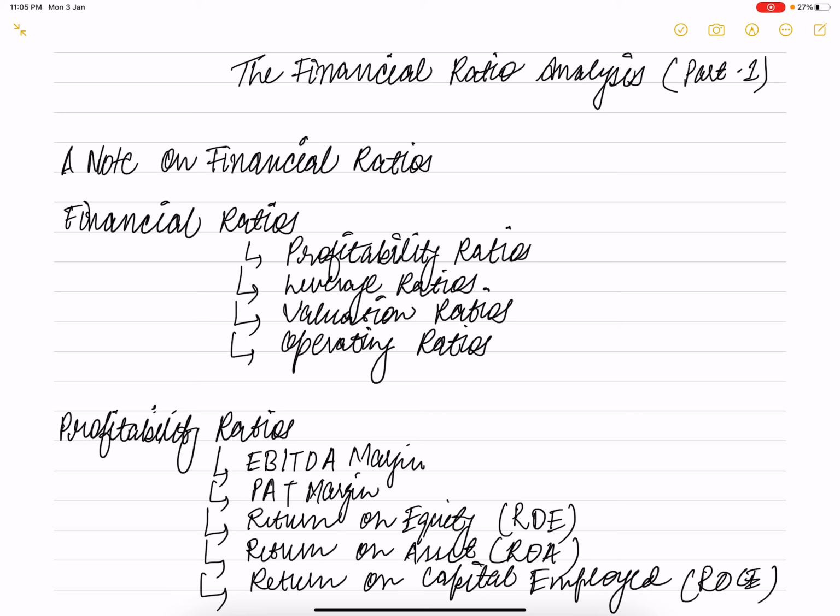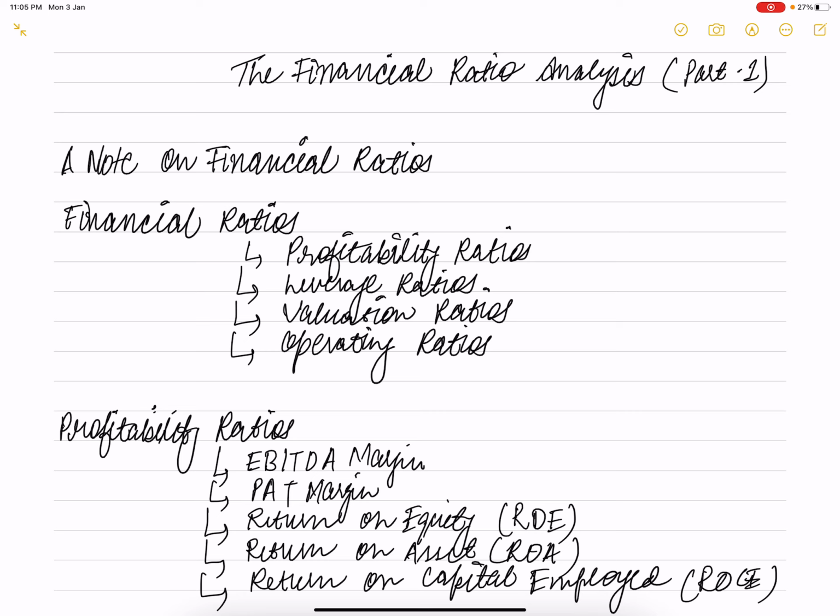Now, coming to the operating ratio. Operating ratio is also called the activity ratio, measuring the efficiency at which the business can convert its assets, both current and non-current, into revenue. This ratio helps us understand how efficient the management of the company is. For this reason, operating ratios are sometimes called the management ratio.